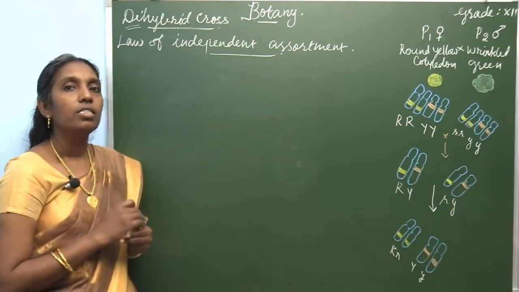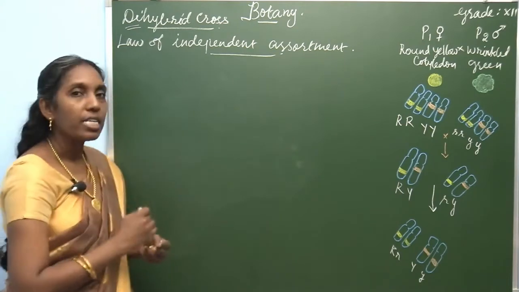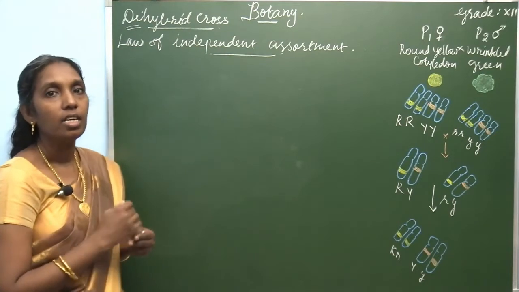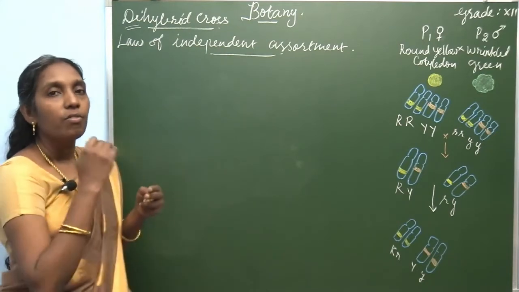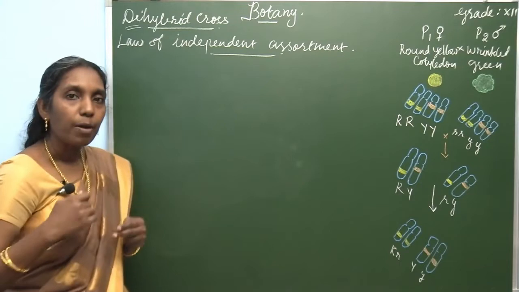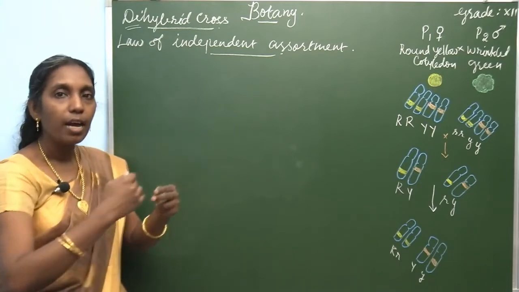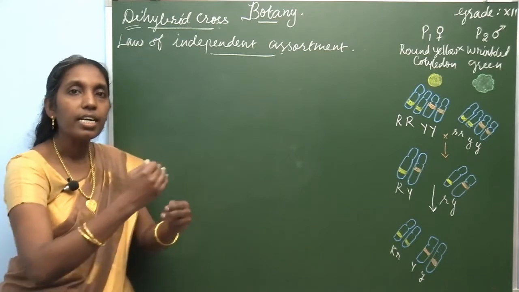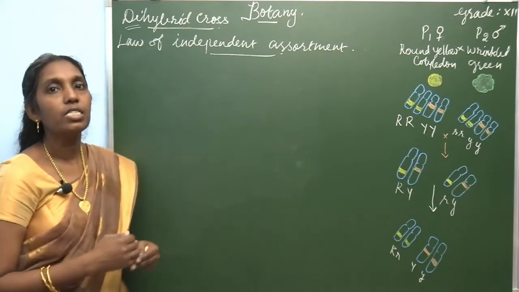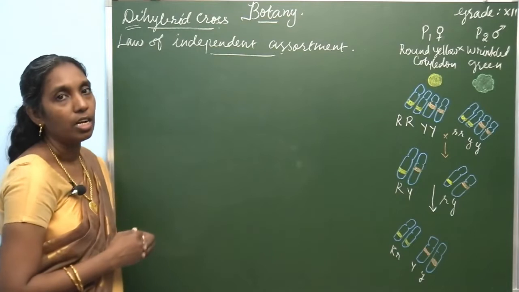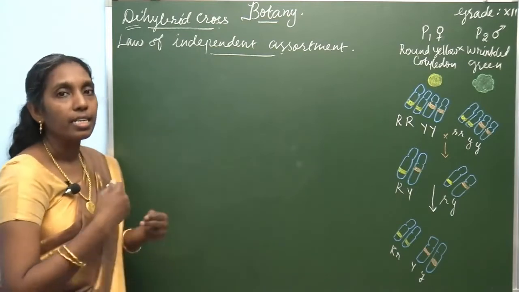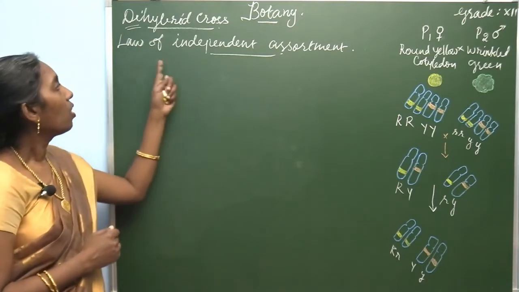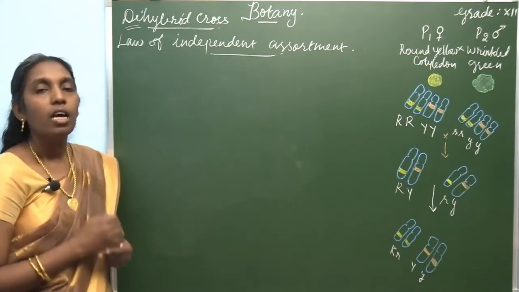When the two pairs of contrasting characters are combined in the hybrid, at the time of gamete formation, these gametes are segregated independently. Segregation of gametes is independent of each other. So, it segregates the gametes, they assort independently. That is the law of independent assortment. Let us see the example.